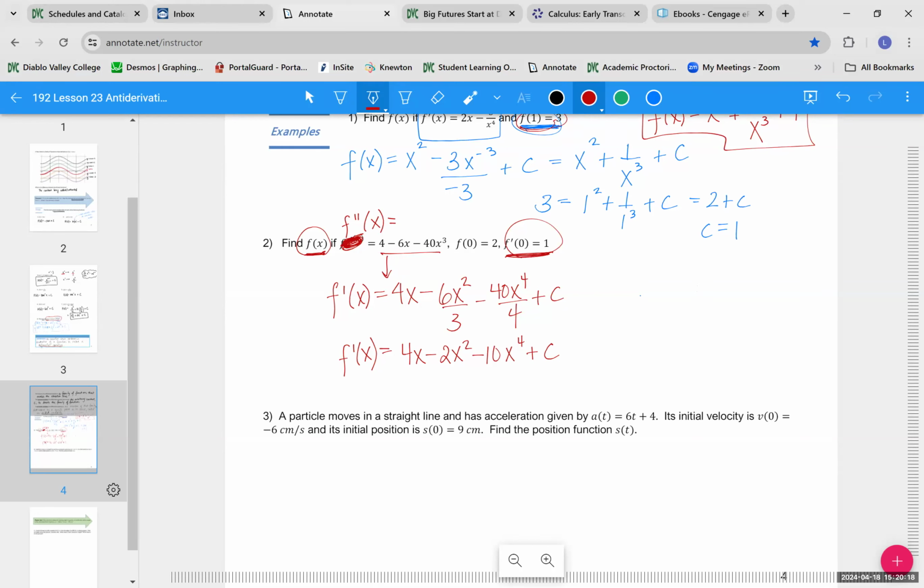I'm going to plug in 0 for the x and 1 for the y. Oh, that gives me a pretty straightforward result. So I now have my full first derivative. And we'll just go ahead and do this process again. So to get the function, I'm now going to take an antiderivative of its derivative, just applying mostly the x to the n antiderivative rule.